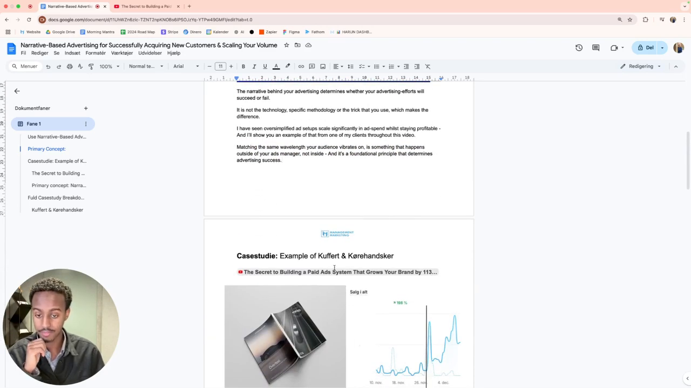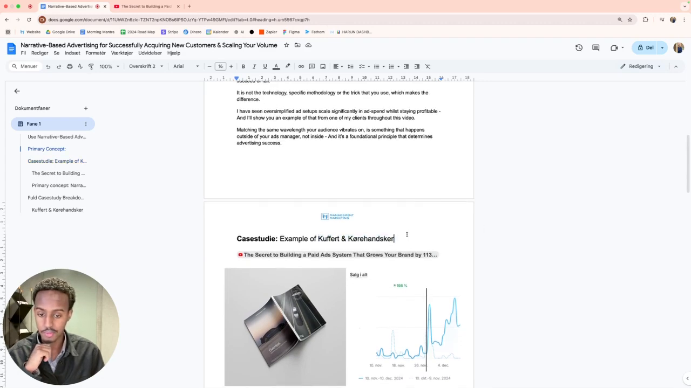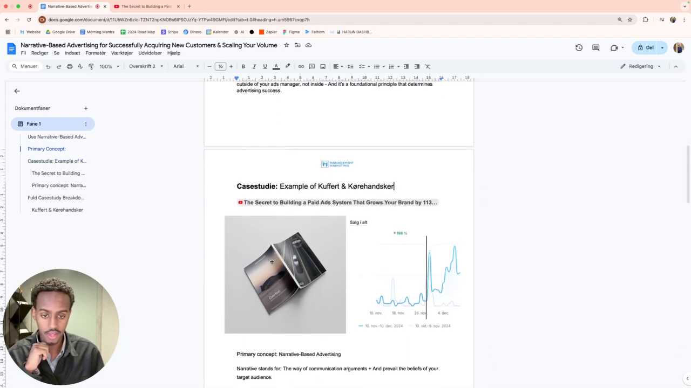And the case study that I want to take ground on today, the brand that I want to showcase today, why I'm actively scaling this specific client of mine with narrative-based advertising and acquisition funnels, is called Kufferkørhandsker. It's a Danish brand that sells road books. The founder loves cars and everything that is essentially about cars, so he has made his own product, a road book that he sells on his own Shopify store.